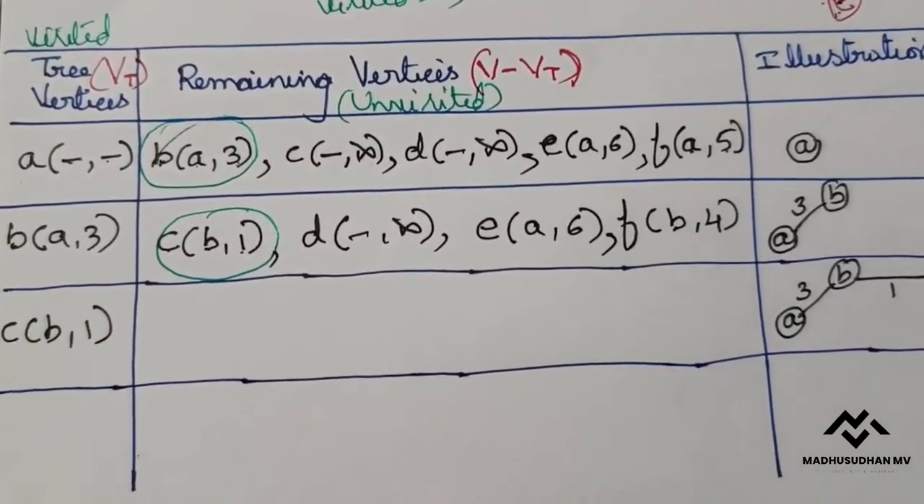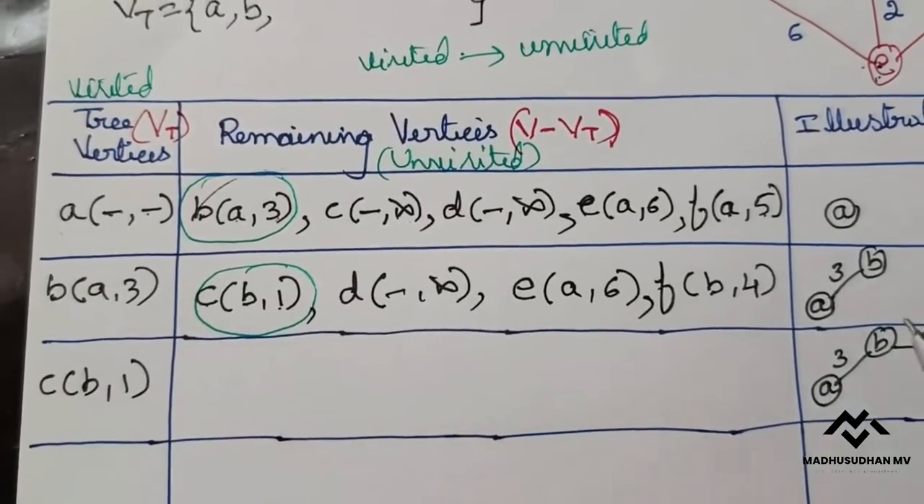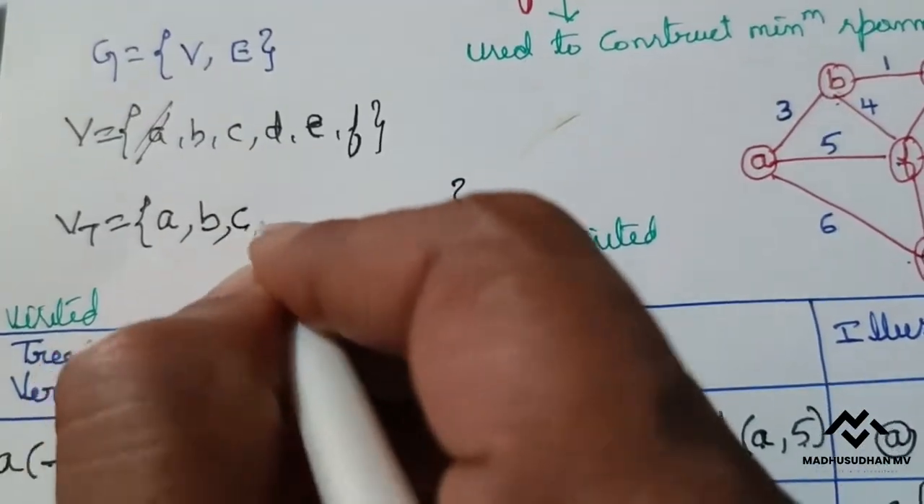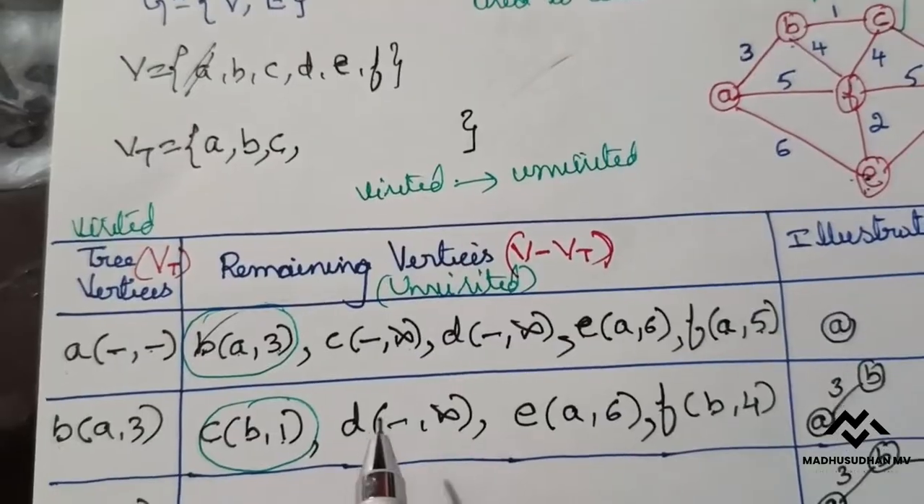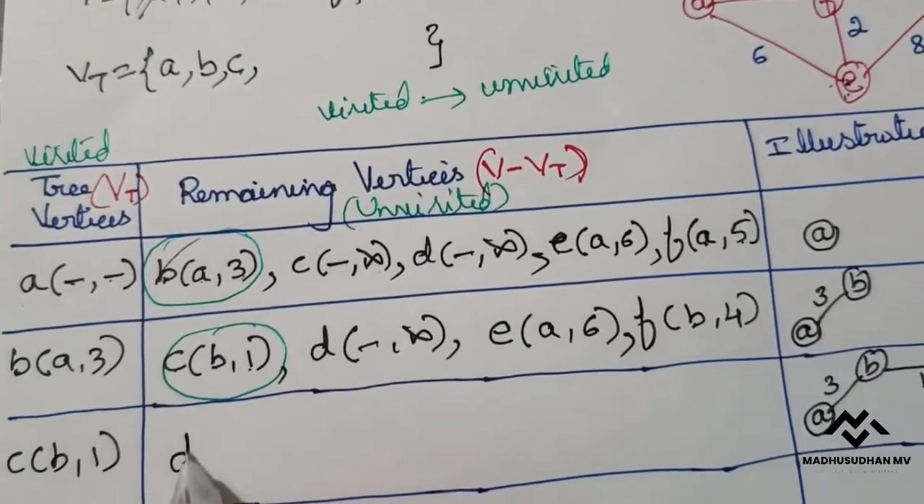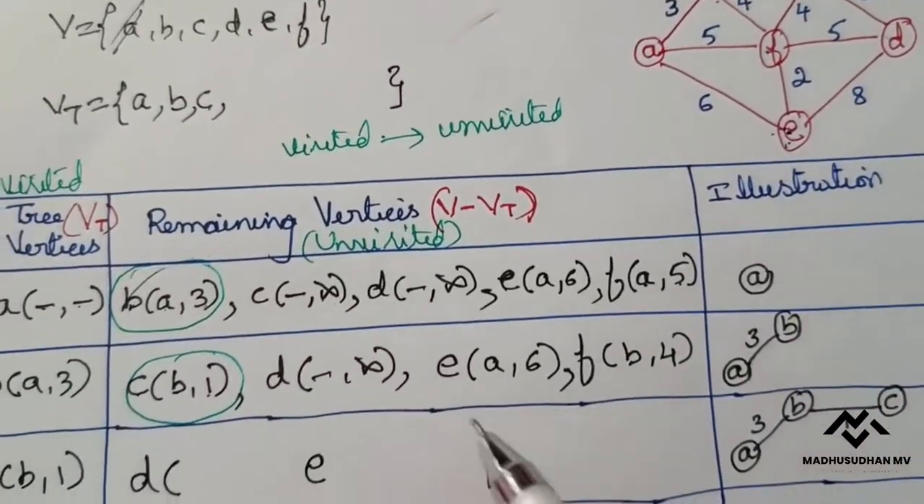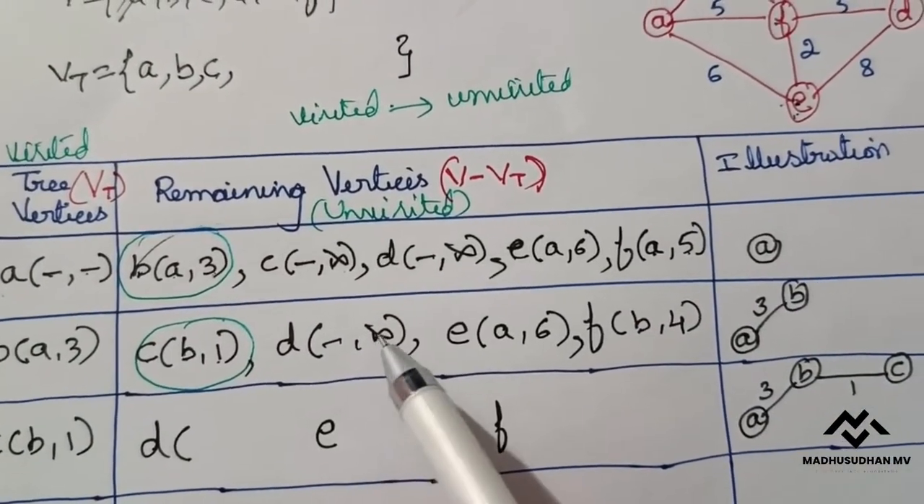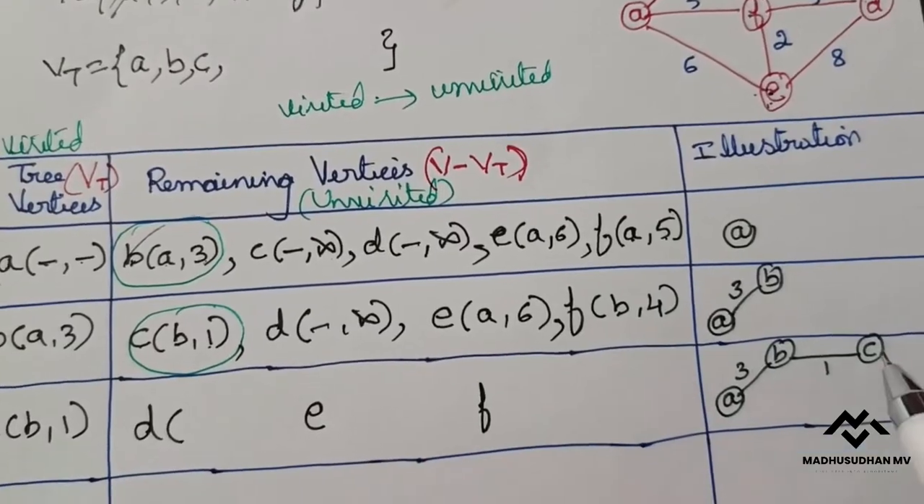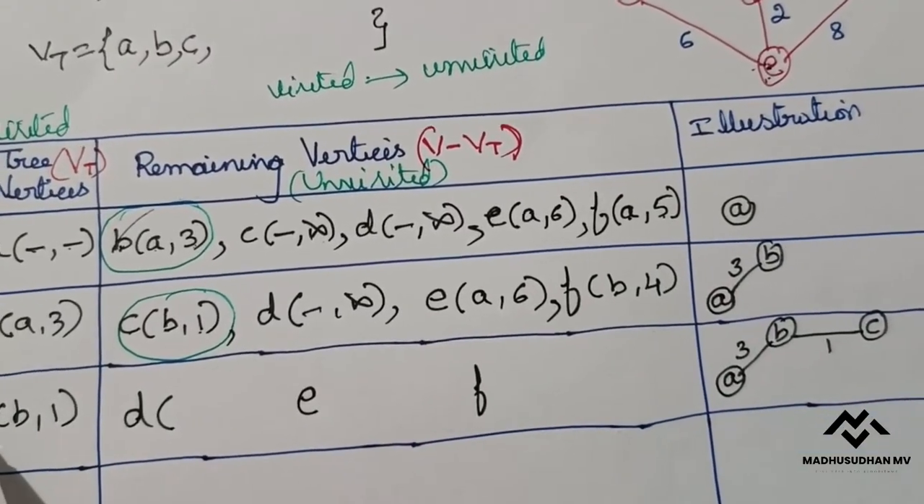Now remaining vertices are what? A, B, C I included. C is also included in my VT. Now remaining are D, E, F. Now D. Now check. Previously it was dash comma infinity. So now we are at the C node.